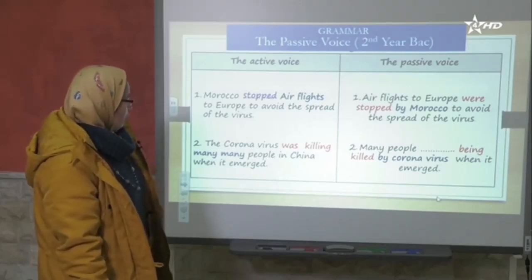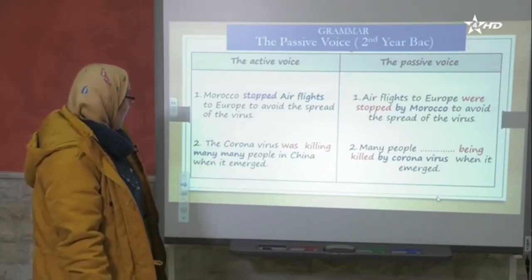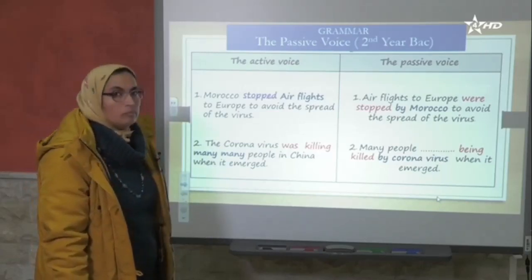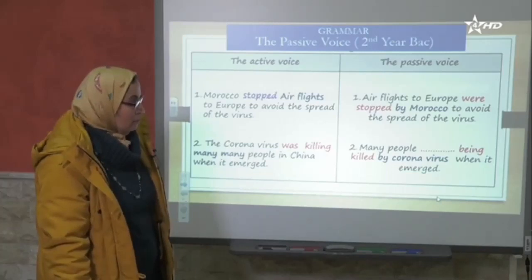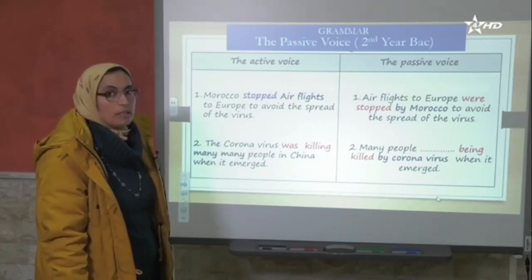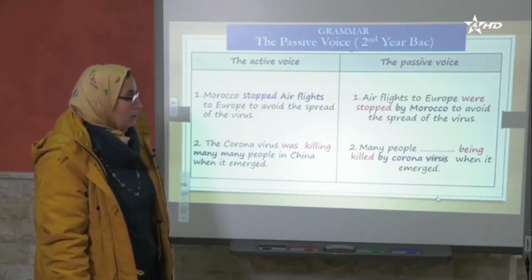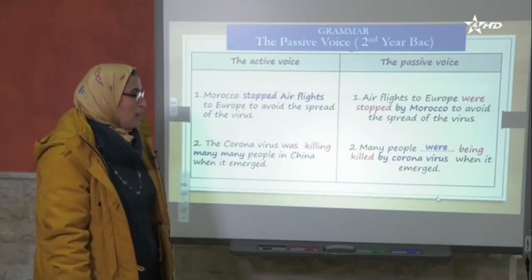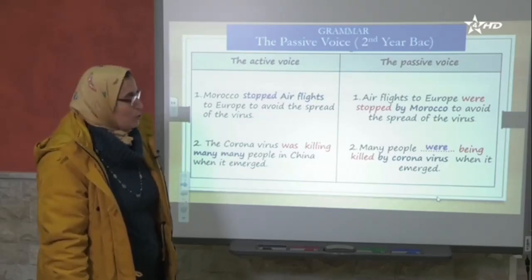The second one: many people, or the coronavirus was killing many people in China when it emerged. Many people, what do we need there? Yes, we need to complete the form of to be. What do we need? Were. Great. Many people were being killed by the coronavirus when it emerged.